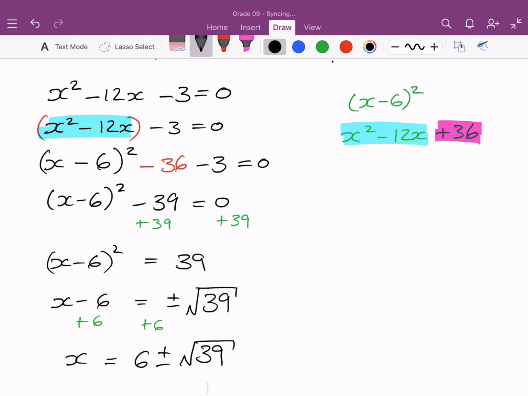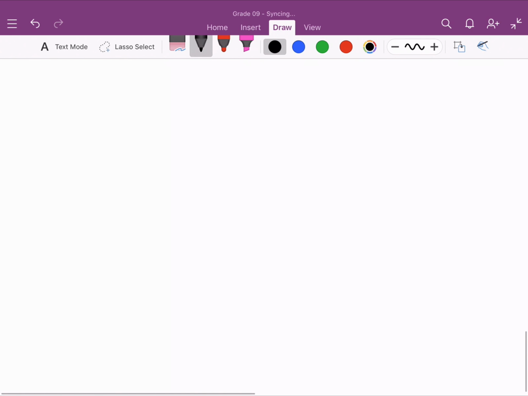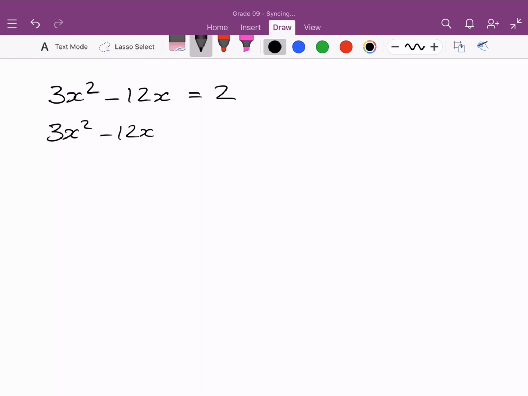Let's go through and do one where it's a little bit more complicated. Okay, so let's do this one here. We have 3x squared minus 12x equals 2, and we want to solve this by completing the square. So we write our equation down, 3x squared minus 12x equals 2.